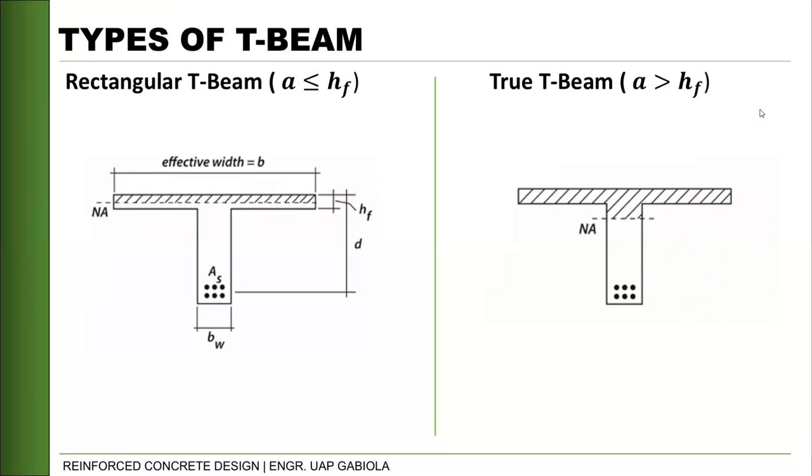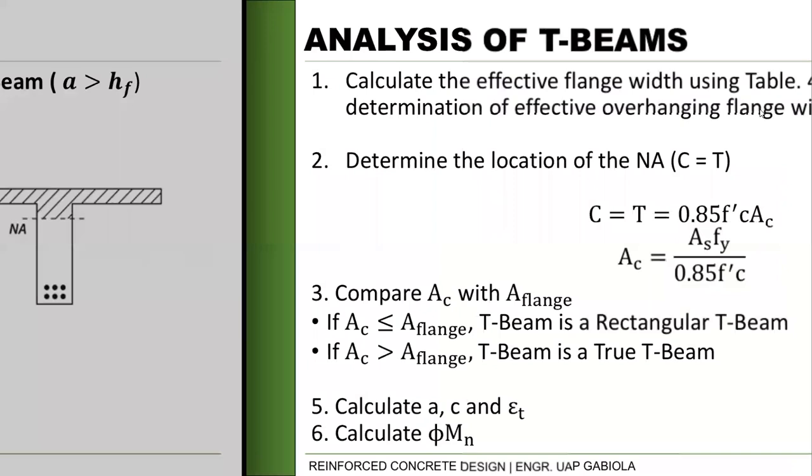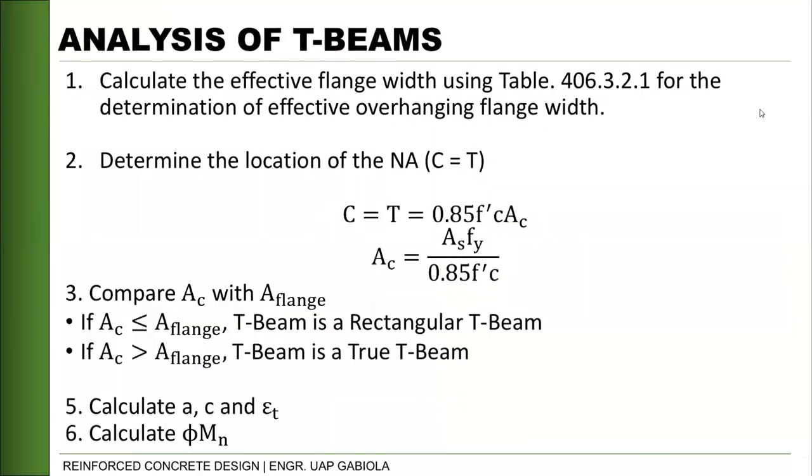So for this, we have the following steps for the analysis of T-beam. First one is to calculate the effective flange width of our section. So using yung formula na ginawa natin of minimum of BW plus 16HF, SW, and Ln over 4. So that is for T-beam, and then for L-beam, just use the other one. Next is to determine the location of the neutral axis.